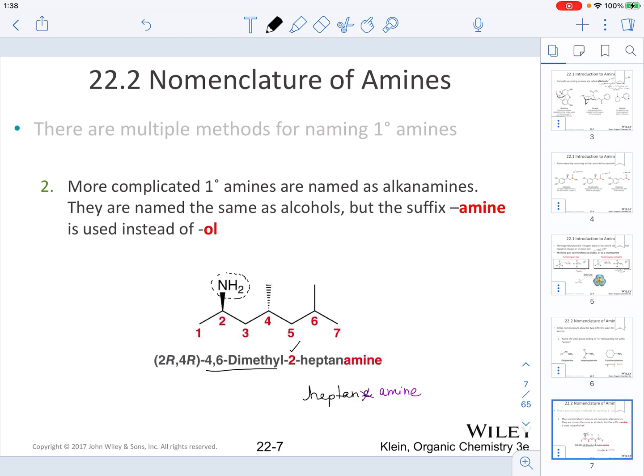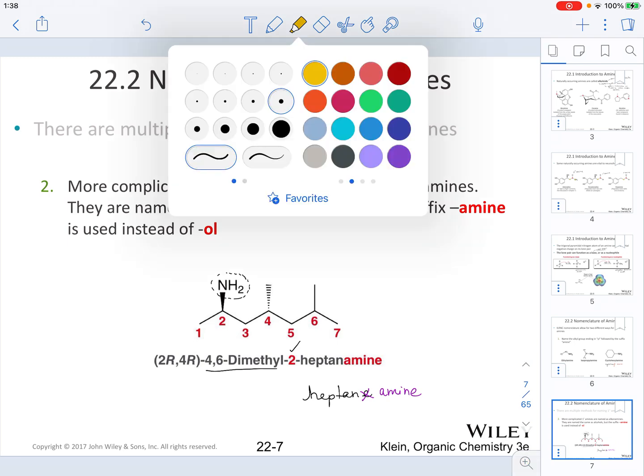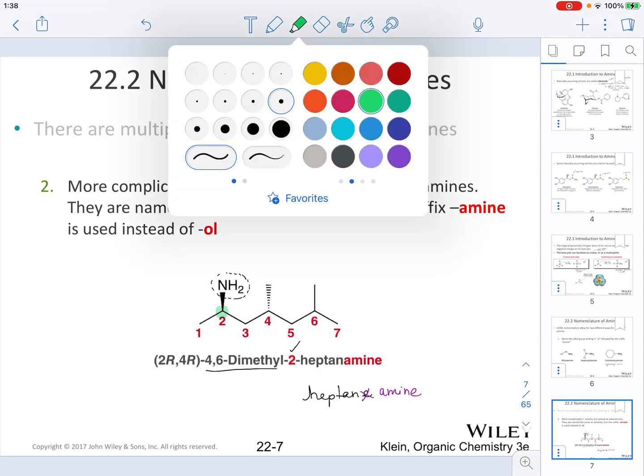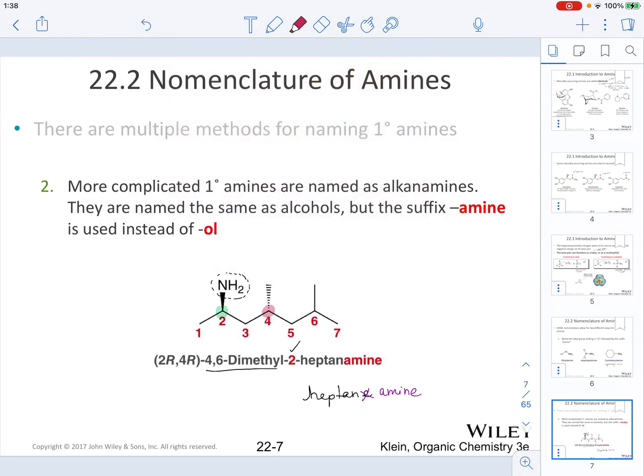And in the beginning, because we have 2 chiral centers, one is highlighted in green and the other is highlighted in pink. That is placed in parentheses at the beginning of the name of the molecule.